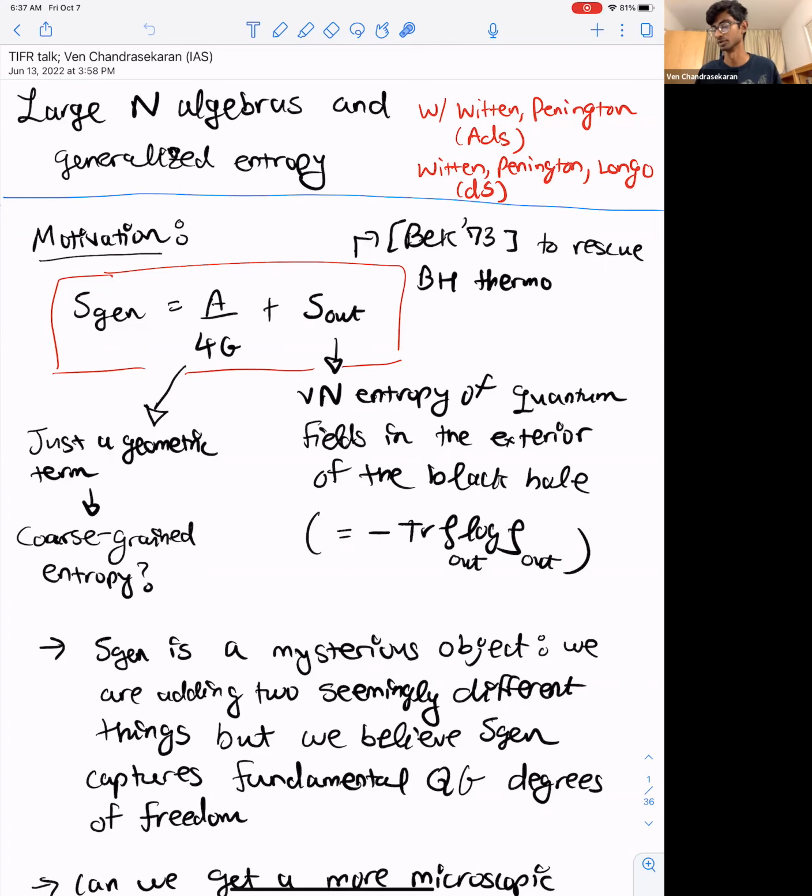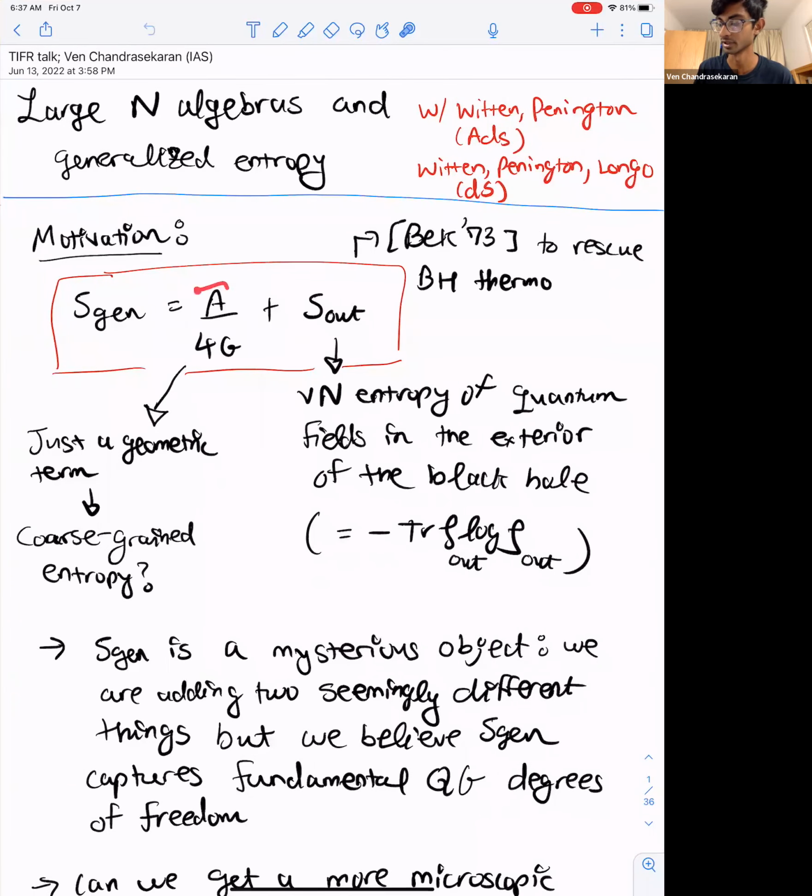So we all love the generalized entropy. It's important in black hole thermodynamics. It's also important in holography because it tells us a lot about the bulk boundary dictionary. But it's a bit of a weird object, at least in the way that we normally use it, particularly in the context of black hole thermodynamics, because we have, on the one hand, the von Neumann entropy of matter fields that are outside the black hole.